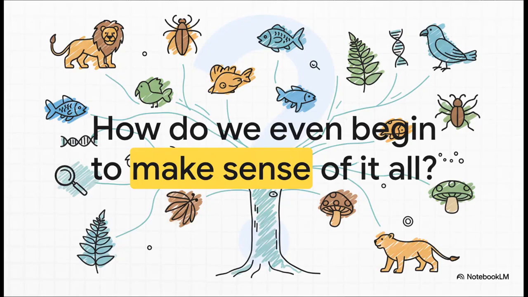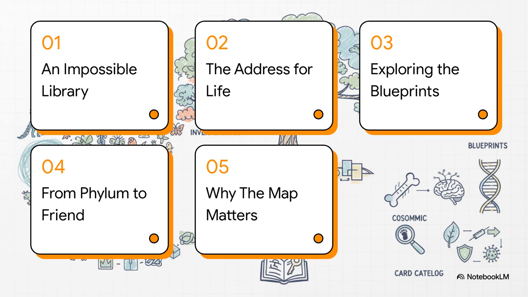So yeah, that's the big question, isn't it? When you're faced with literally millions of different species, how do you even begin to find the patterns? How do you organize this massive living library so you can actually study it, understand it, and maybe even protect it? It really is like being handed the world's most complicated puzzle and just being told, go for it. Well, lucky for us, there's a map. And today, that's what we're going to follow.